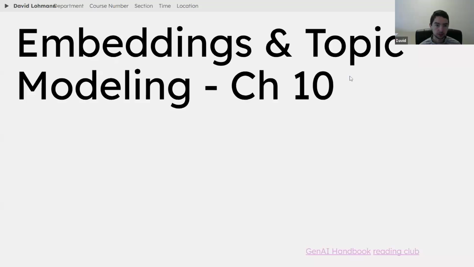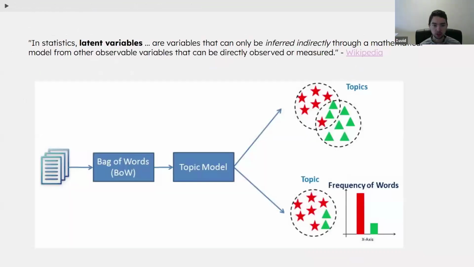All right, there's some code examples. I didn't write the code, but I found it and I thought it was a good demo. So embeddings and topic modeling. These are two separate topics. Embeddings is probably the one that's more relevant to generative AI. Topic modeling is more relevant to natural language processing. So let's start with topic modeling.